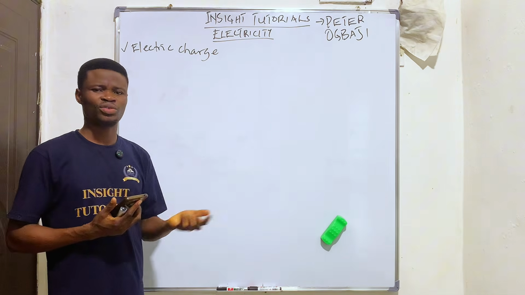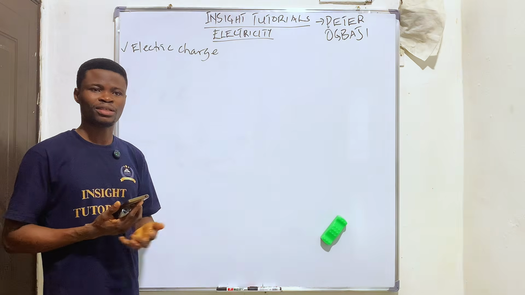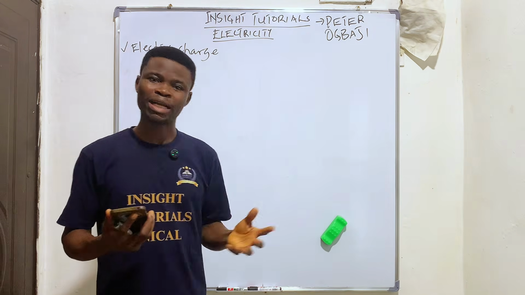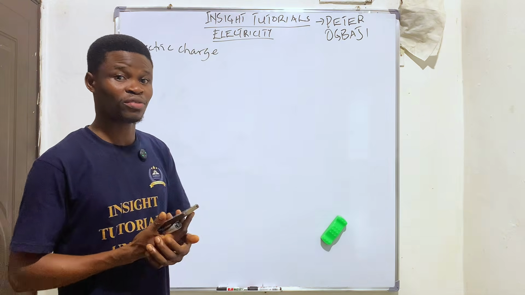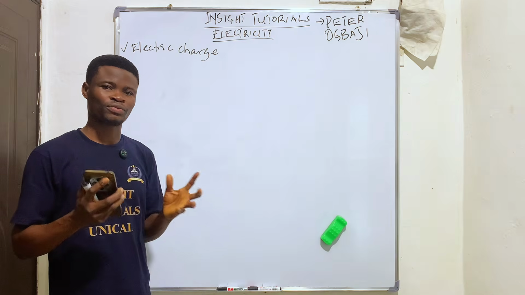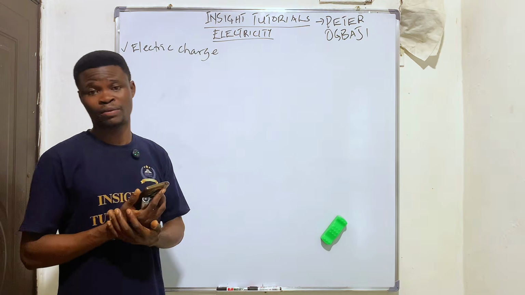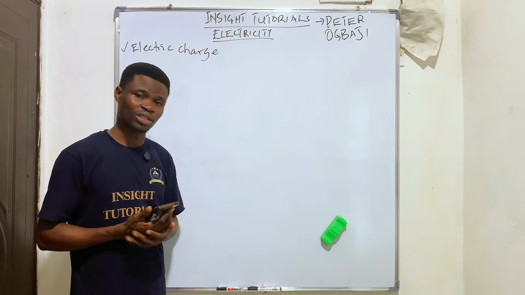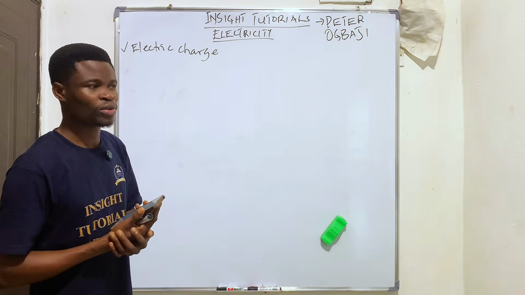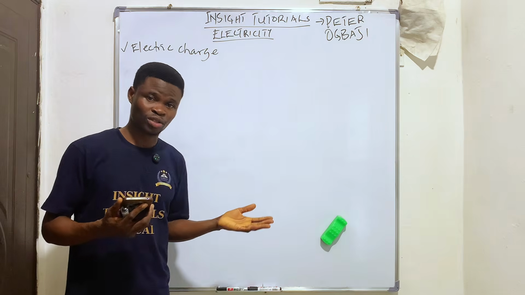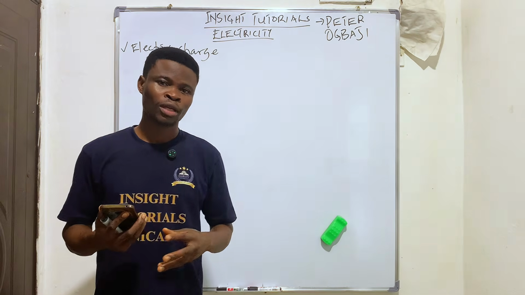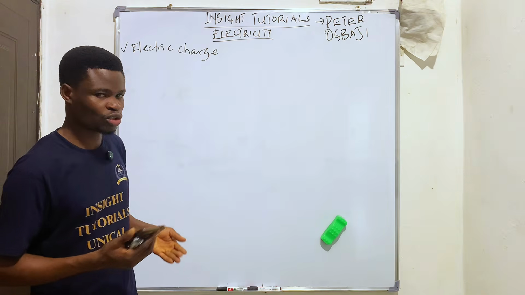Now, what is an electric charge? An electric charge is simply the fundamental property of matter that causes it to experience force in an electromagnetic field. It is a source of all electrical phenomena you can ever think about. It is of two types: we have the negative charge and we have the positive charge. The positive charge is carried by the proton and the negative charge is carried by the electron.